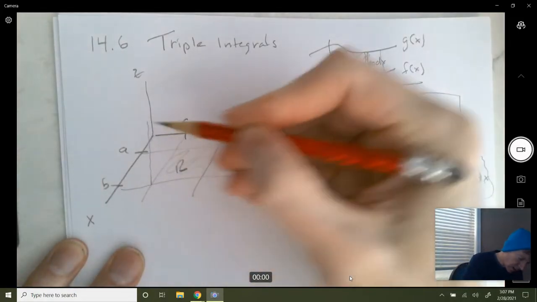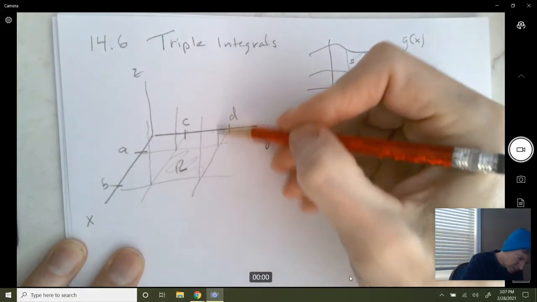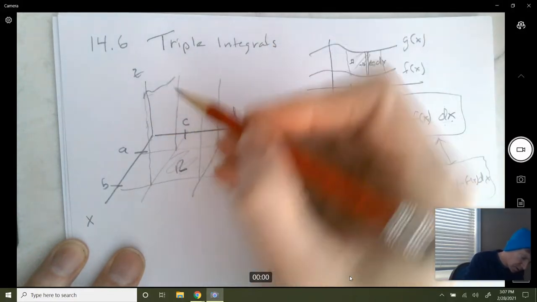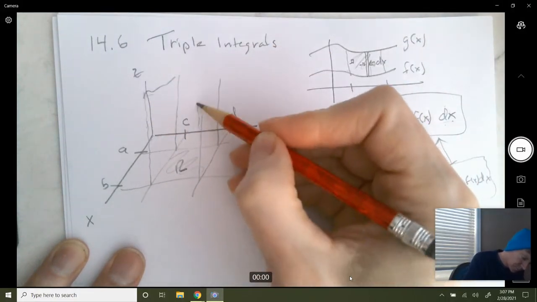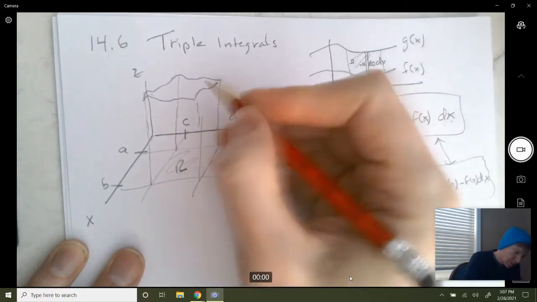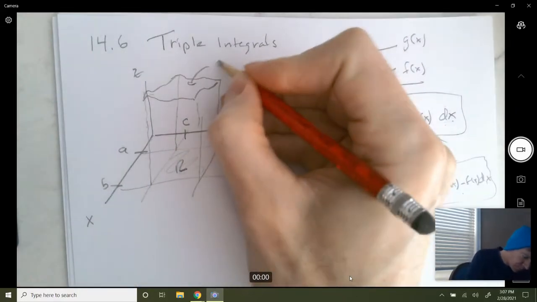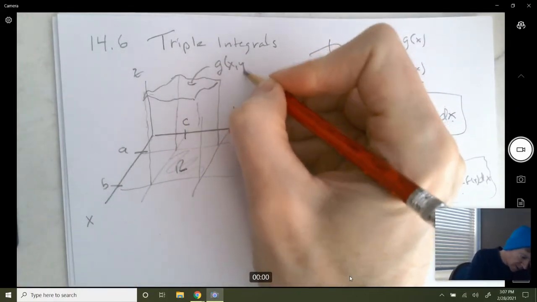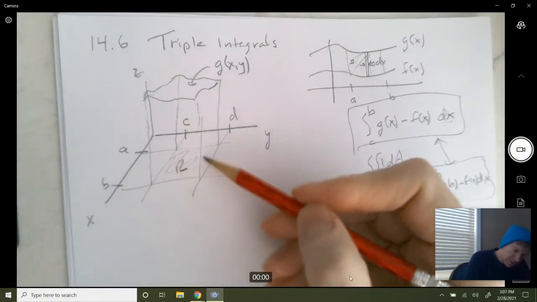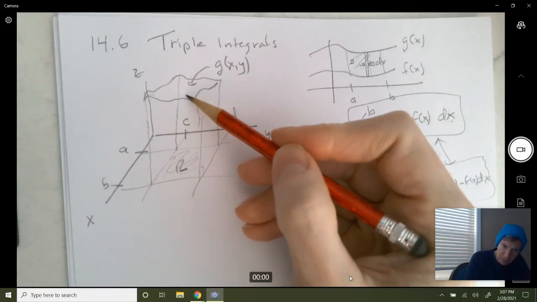So let's say we've got a surface up here. That surface might not be a plane, just some kind of a surface up here. And let's call that g of xy, because that's a z value. And then let's say you've got another surface. You could go all the way from a z value of 0 all the way up to here, and you'd be finding the volume below that surface.